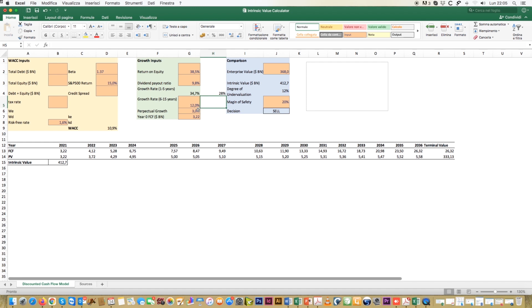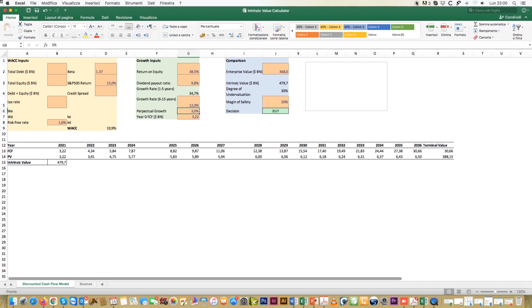So if you think that Nvidia can grow at a pace similar to the last few years, it would still be undervalued. But if the growth slows even just a bit, it would be hard to find value in this stock. This is it for the Nvidia free cash flow analysis.